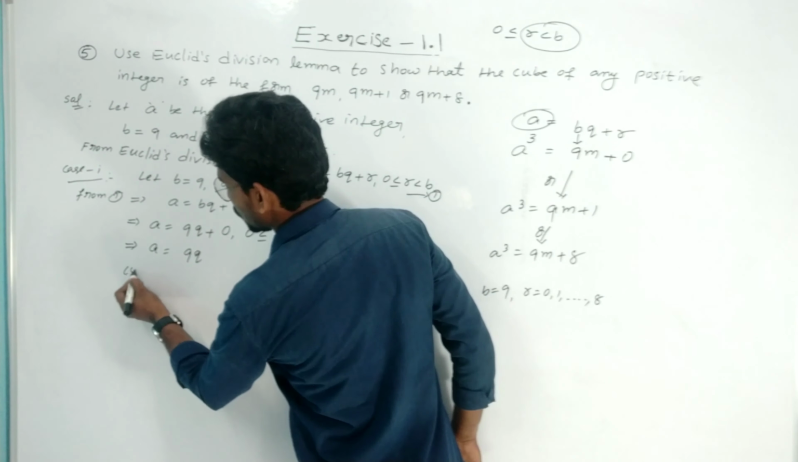Where a is equal to 9q plus 1, a is any positive integer, but we want the cube of a positive integer, that's why we take cubing on both sides.